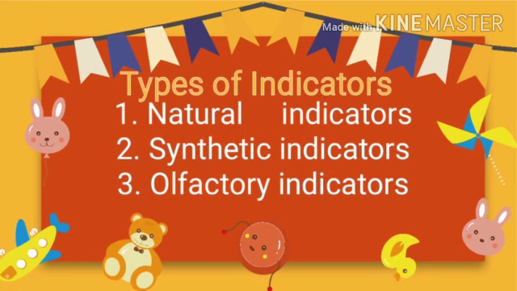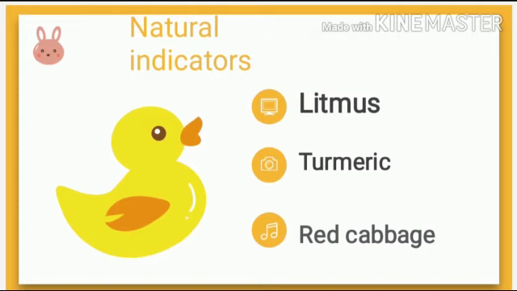Students, let's move to the types of indicators. Basically, acid-base indicators are of three types: natural indicators, synthetic indicators, and olfactory indicators. Let's start with natural indicators. Indicators that are obtained from plants are known as natural indicators. Litmus, turmeric, red cabbage, etc. are the examples of natural indicators.